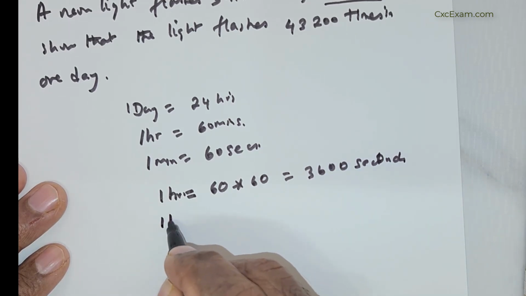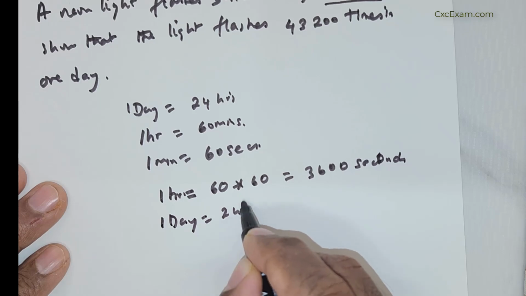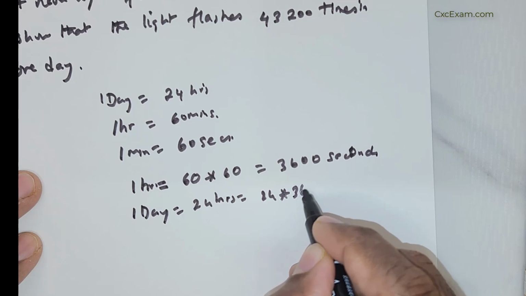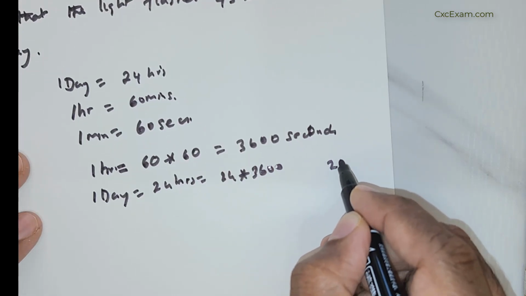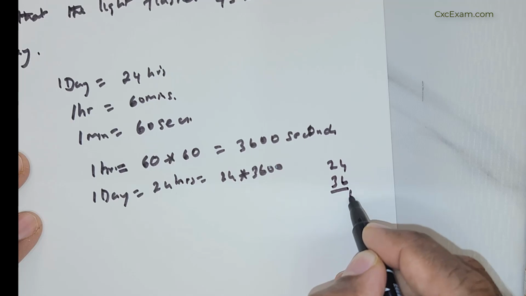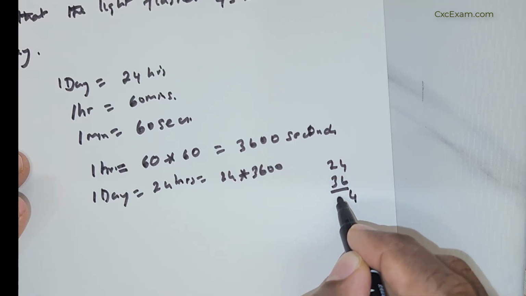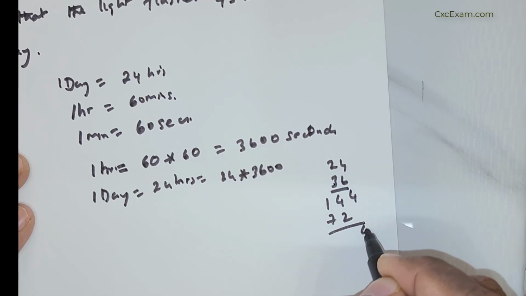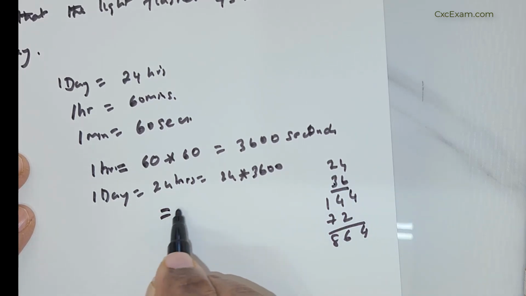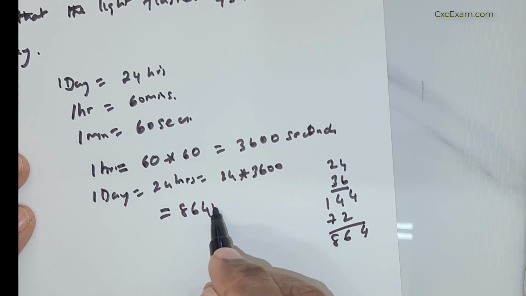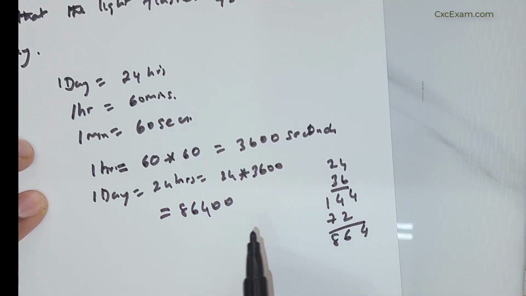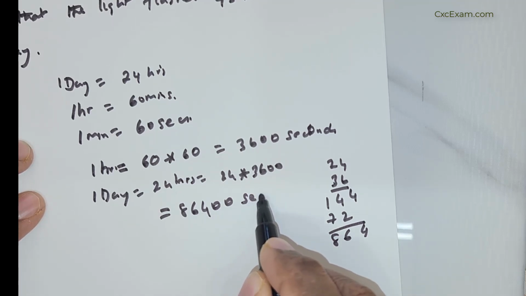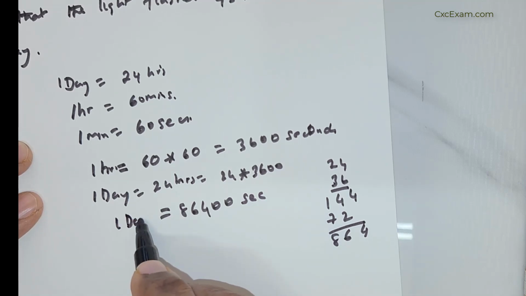So in one day there are 24 hours. So 24 multiplied with 3600 seconds. So you multiply this, what do you get? 6 4s are 24, 2, 6 2s are 12, 13, 14, 3 4s are 12, 1, 3 2s are 6, 7. So 4, 6, 8. So you have 8, 6, 4, 0, 0. So you have 86,400 seconds in one day.